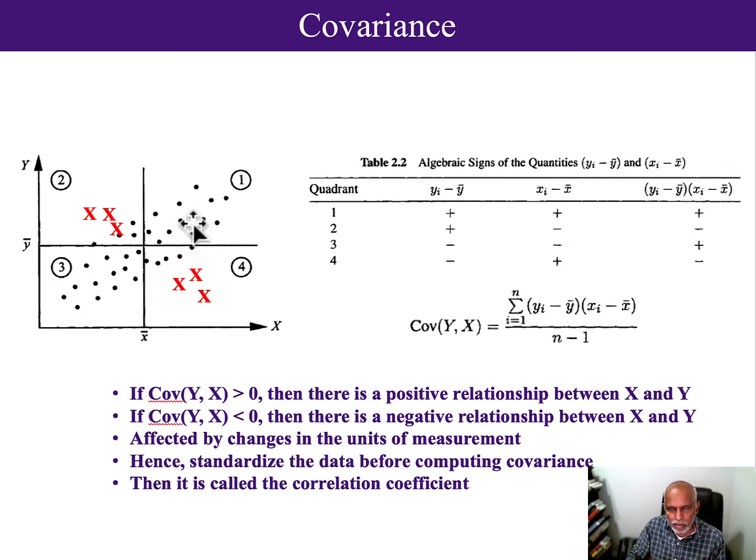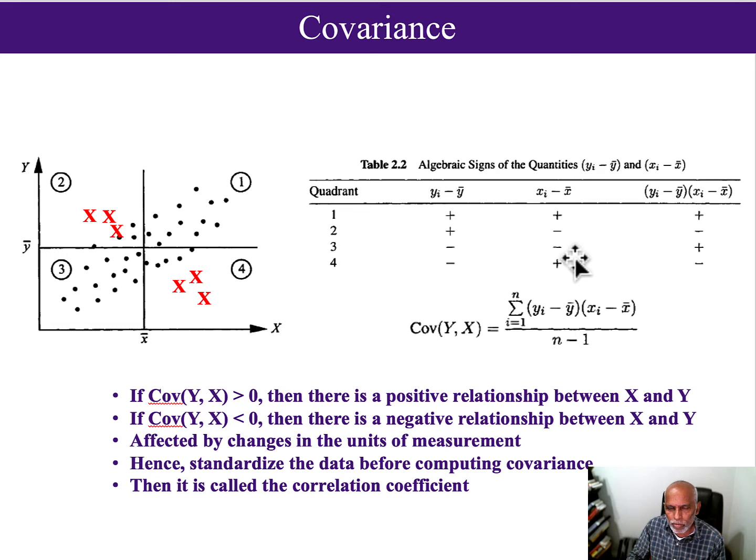And so let's use the algebraic signs so that I can explain this better and quickly. The algebraic signs will be, in quadrant 1, for all the values in quadrant 1, y minus y bar is positive, because y bar is here, so all the values here will have y minus y bar positive. On the other hand, x minus x bar is positive for quadrant 1, but for quadrant 2 it is negative. Here x bar is higher than the x value, so for all values here, x minus x bar will be negative.